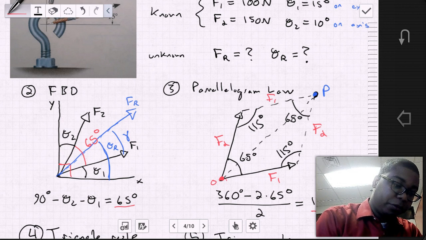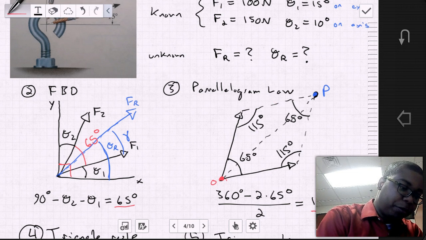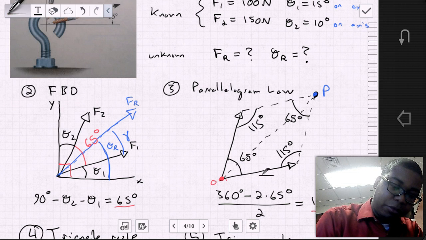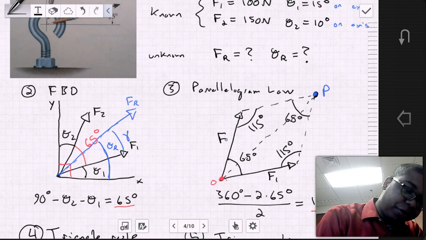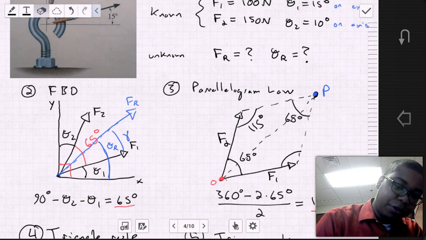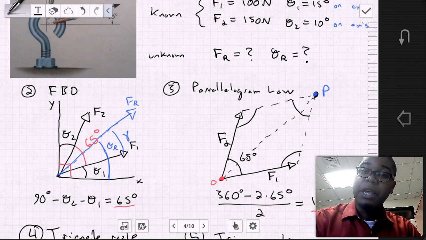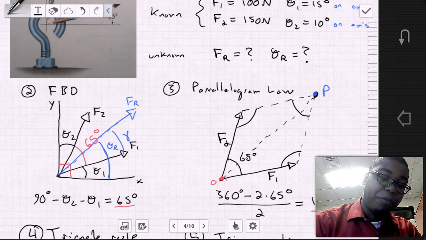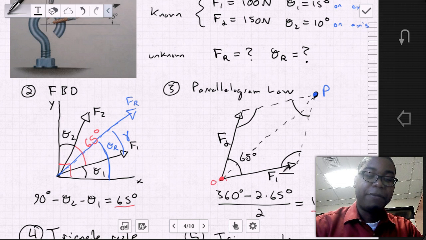Let me clear this out, and we can write it again. And then with the parallelogram, we've drawn force vector 1. We draw force vector 2. Let me clear these things out. So we have force vector 1 and we have force vector 2. Now the parallelogram law states that the opposite side, or the opposite projection, is going to be equal in magnitude and have the same direction as each other.